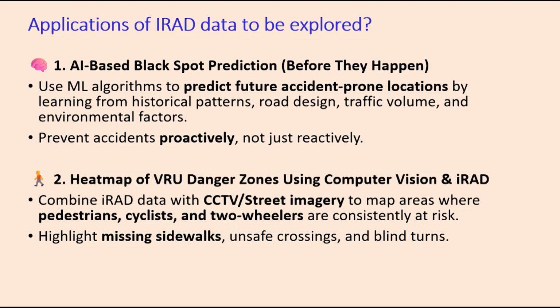Then you can even generate a heat map based on VRU or based on a particular vehicle type, that okay, this location is found to be dangerous for this kind of vehicle type. So, then you can have preventive measures beforehand, instead of waiting for the infrastructure to reach that situation.